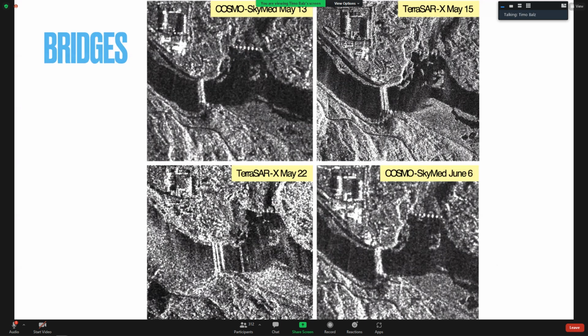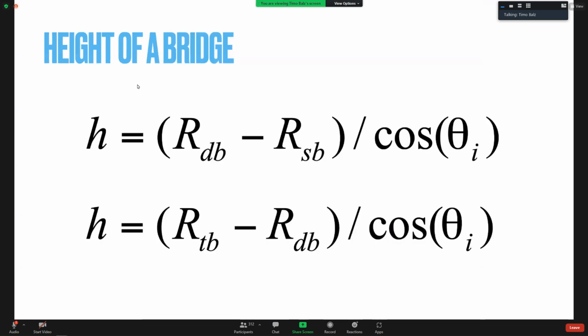And we can use that to calculate the height of a bridge over water. It's rather simple. You take the range from the double bounce scattering, subtract it from the single bounce scattering divided by the cosine of the incidence angle, and you get the height of a bridge over water. Similarly, you could use triple bounce to double bounce, because the distance between single bounce and double bounce and triple bounce and double bounce is identical.